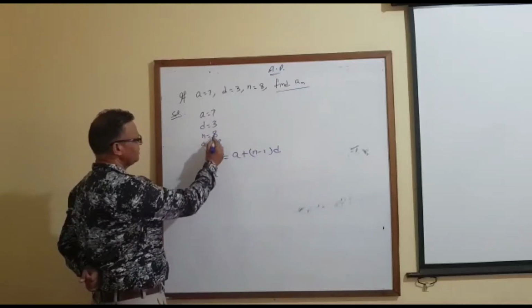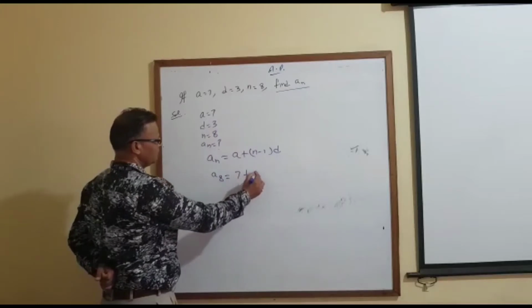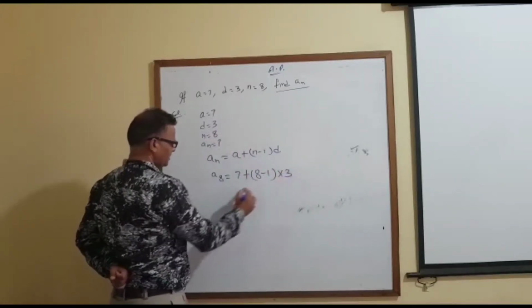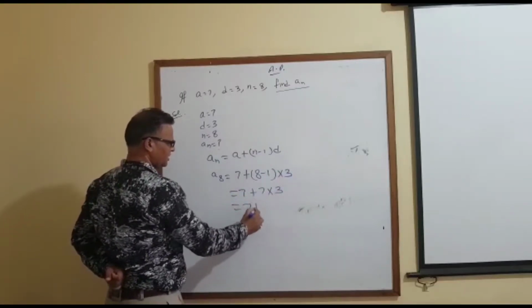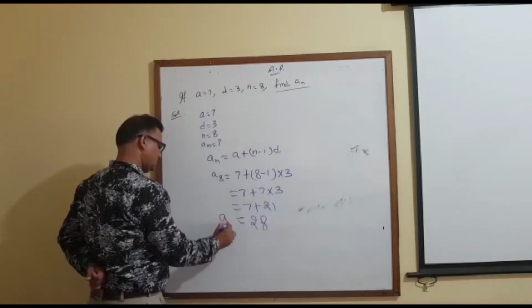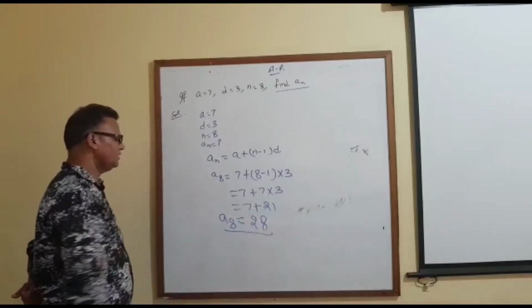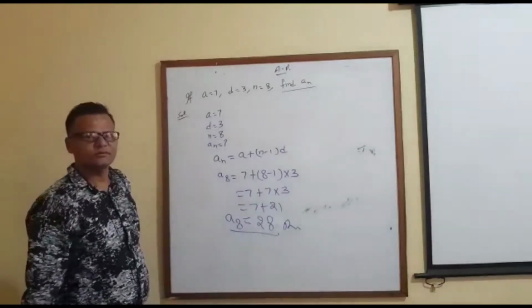Put the values in place of A and N: A is 7, now N is 8 and D is 3. After simplification we get 7 plus 21, that is 28. Therefore A8 is equal to 28, answer. Like this you can solve other sums also.